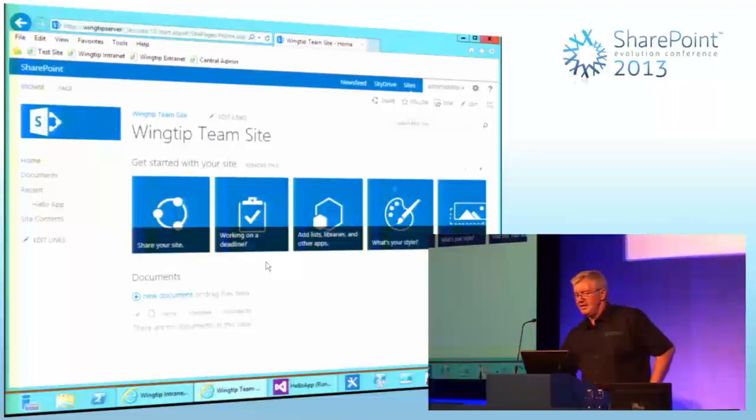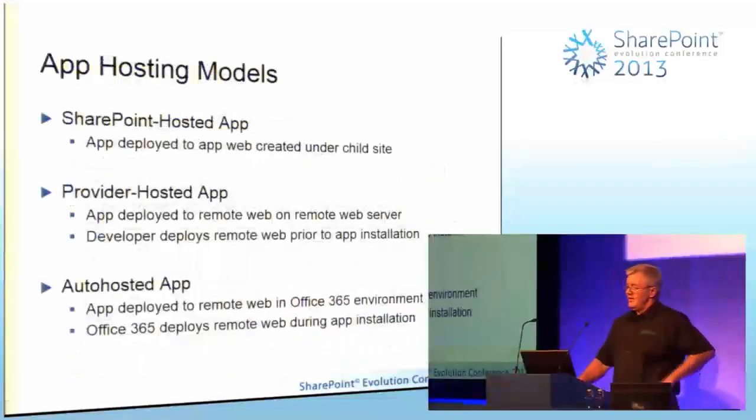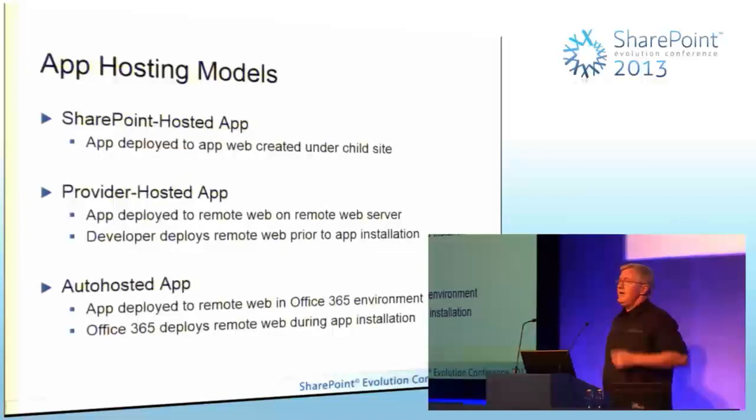So now you've seen the Hello World, how to get up and going inside there. Now, as I mentioned, there are three different hosting models. Well, there's the SharePoint hosted app. Everything lives in SharePoint. That's what I just demoed. We also talked about cloud hosted apps that have a remote web. And there are two different types. Provider hosted apps, which you can use for on-premise app development or for SharePoint Online development. And then there are auto-hosted apps that only work in the Office 365 SharePoint Online environment.